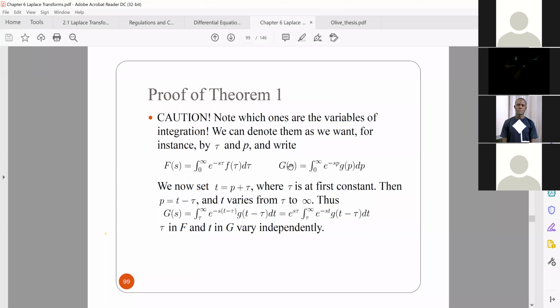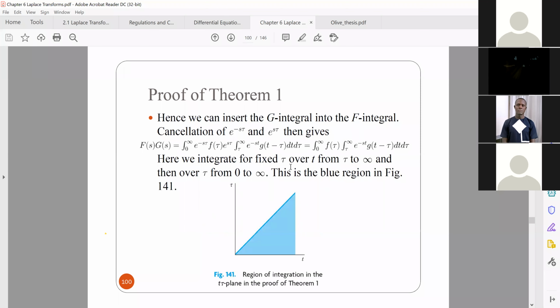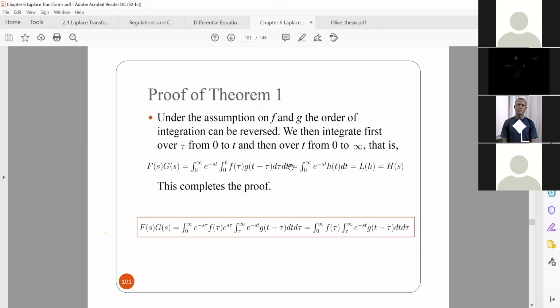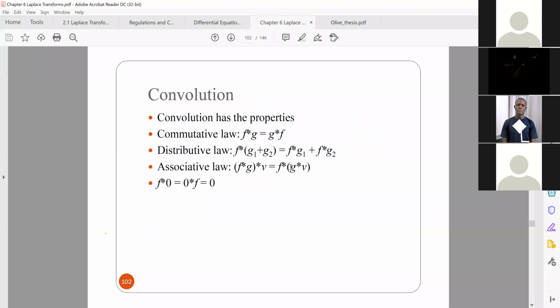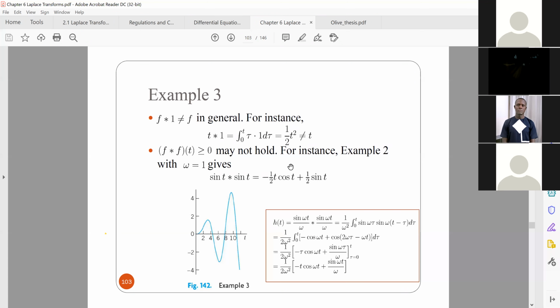This is a proof. For those of you who are interested, please go through it. I'm not going to spend time on it because I will not ask about it. Just learn what the formula is, and it will be good. This is the proof of the theorem. These are some interesting properties of the convolution. It's commutative, distributive, whatever. Please go through them.